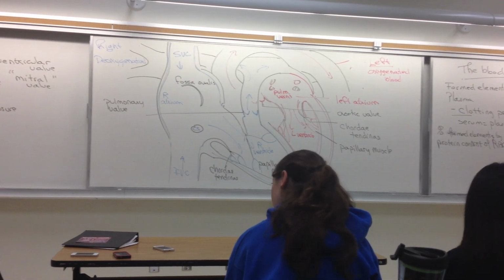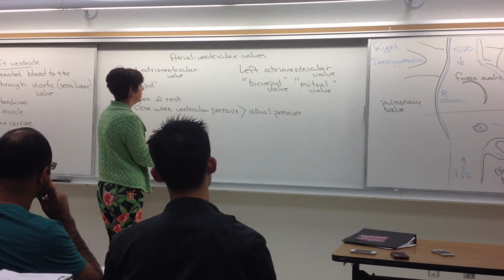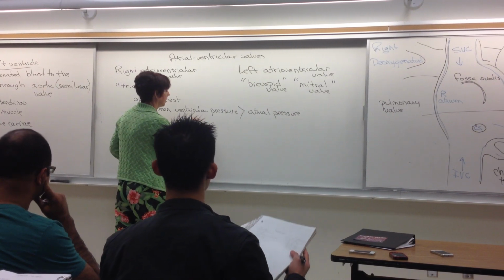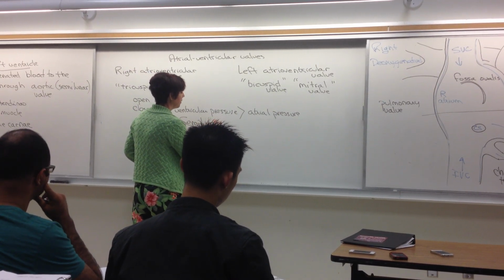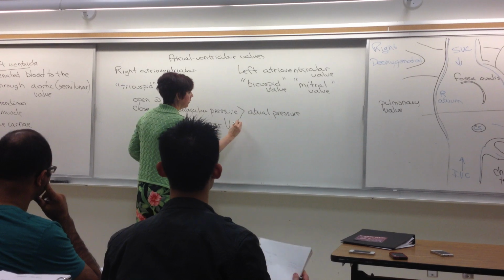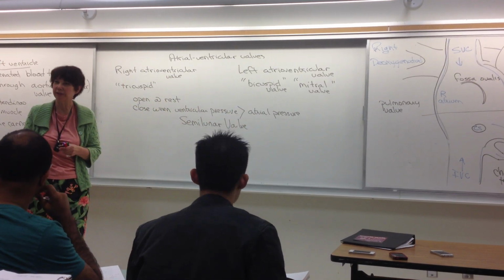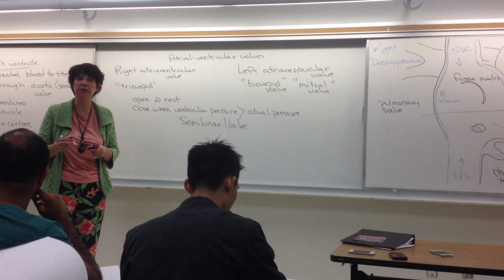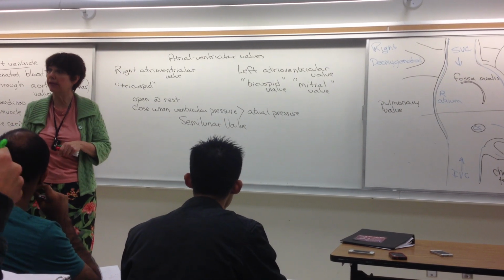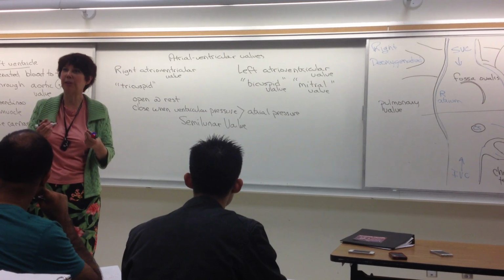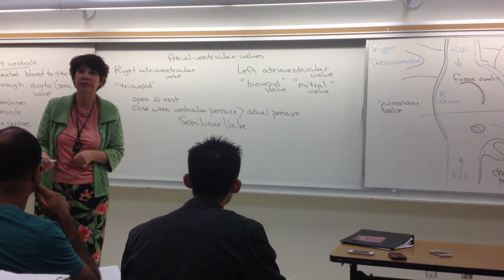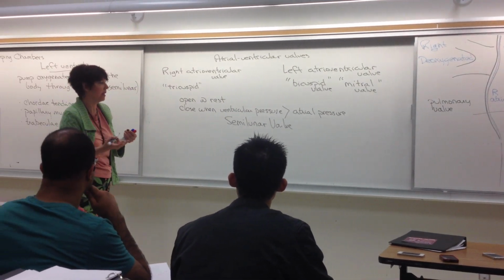If we come back to this chart here, and we have our semilunar valves, you do not need to include the term semilunar valve. You can just say aortic valve or pulmonary valve. If you use semilunar, then you need to indicate that it's aortic or left, or pulmonary or right. So you could say right semilunar valve, or you could just leave it at pulmonary valve.